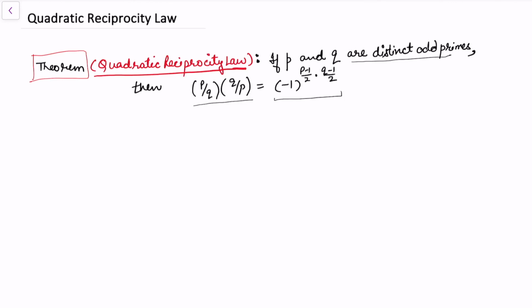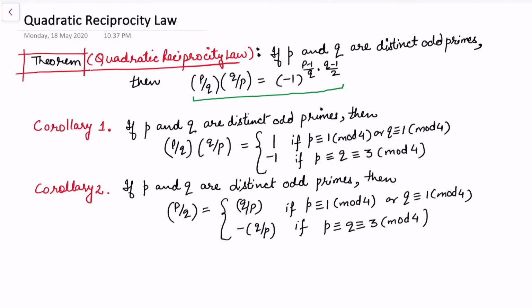Before I prove the quadratic reciprocity law, I'm first going to state some of the very basic corollaries that come from it. The first corollary says, if P and Q are distinct odd primes, then the Legendre symbol product is +1 if P is congruent to 1 modulo 4 or Q is congruent to 1 modulo 4. And if P and Q both are congruent to 3 modulo 4, that means P and Q both are of the form 4k plus 3, then this value is -1.